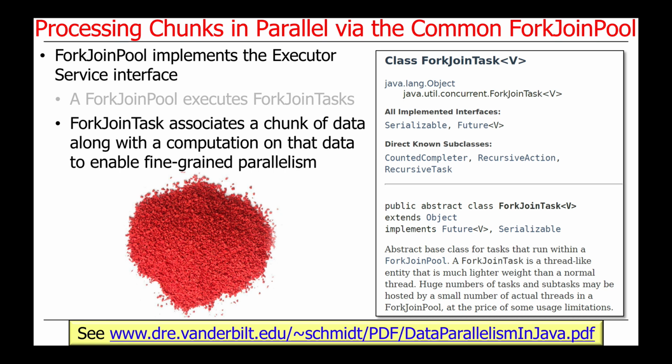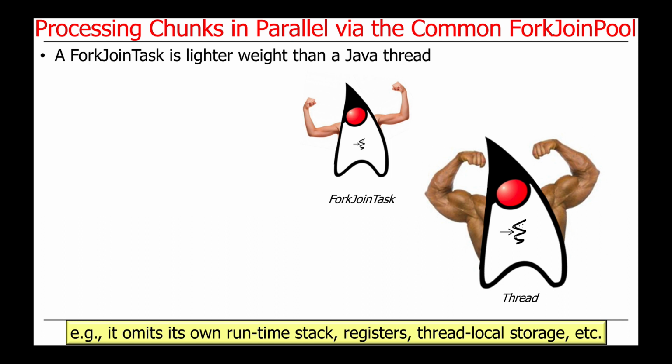The great part with the streams framework and parallel streams is all of that forking and joining is hidden from you. A fork join task is lighter weight than a Java thread. A thread has extra stuff. A thread has registers. It has a runtime stack. It has thread local storage. It's got all this extra state because it has to actually be capable of running and being suspended and resumed and so on by the underlying processor core or cores that are running the threads.